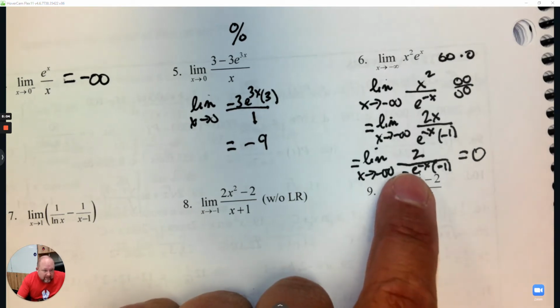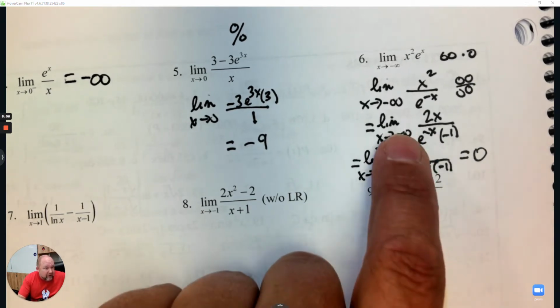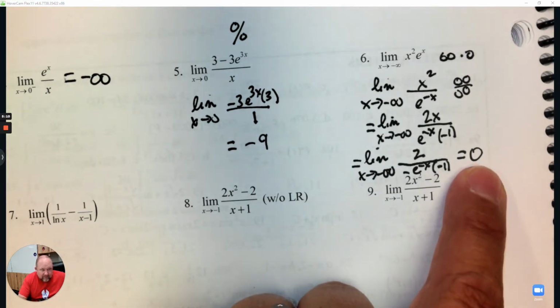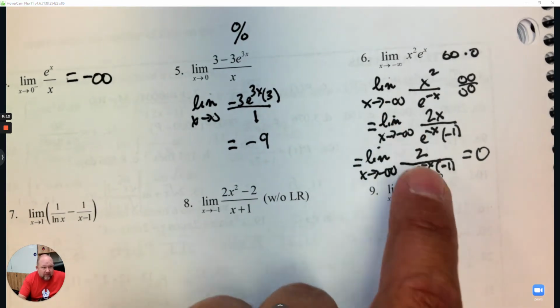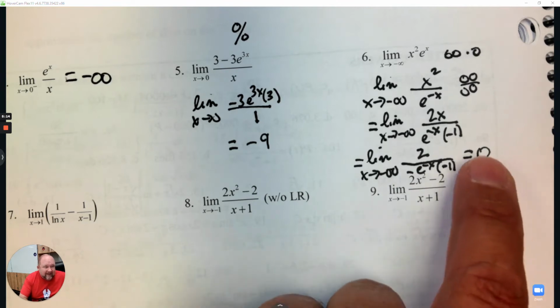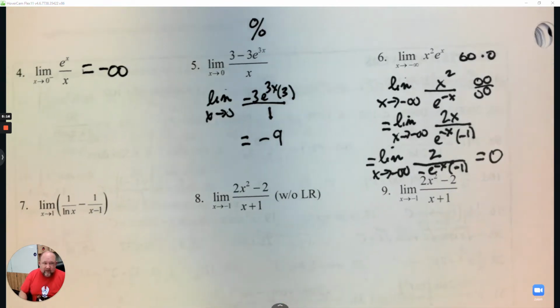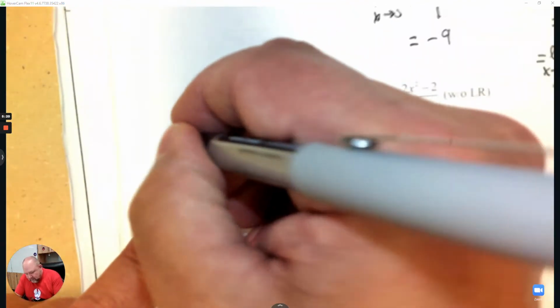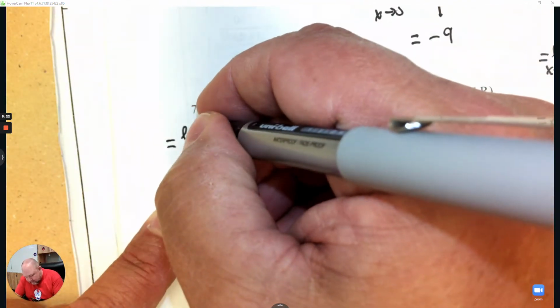So when the denominator is going to infinity and the numerator is a constant, it's going to 0. It's like 2 over a billion, 2 over a trillion, 2 over infinity. It's getting closer and closer to 0. And number 7, when we have two fractions, we're going to write that as one fraction.